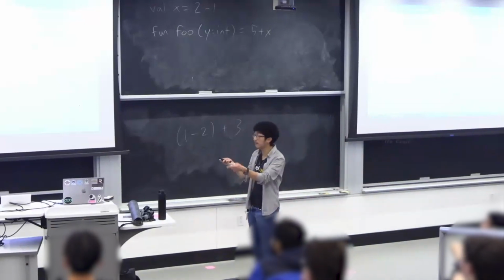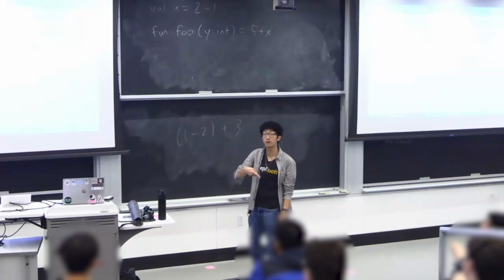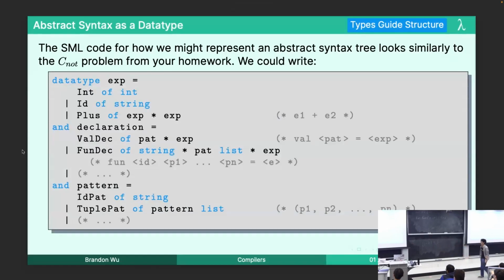the SML code for how we might represent that abstract syntax tree looks similar to the C0 problem that was on your homework. It looks like this. I'm eliding a lot here. But here's the idea. An exp is a type. It might be an int with an associated int. It might be an identifier with an associated string. It also might be plus of two expressions. A declaration might be a val dec, in which case it just has a pattern and an expression. A fun declaration is just a fun with an identifier and some number of patterns, because I can take in any number of curried arguments. And then on my right-hand side, I have an expression. And then a pattern can itself be just a string, or it could be a list of patterns because I have a tuple of them.